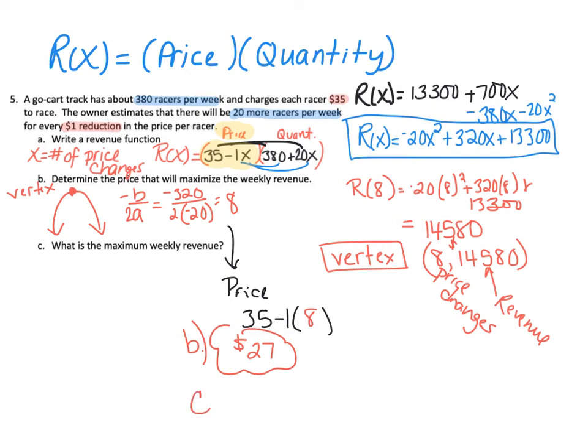Now part C, what is the maximum weekly revenue? We have that already. That's in our ordered pair. We labeled it as the revenue. So if they change their price 8 times, they're going to maximize their revenue, bringing in $14,580.